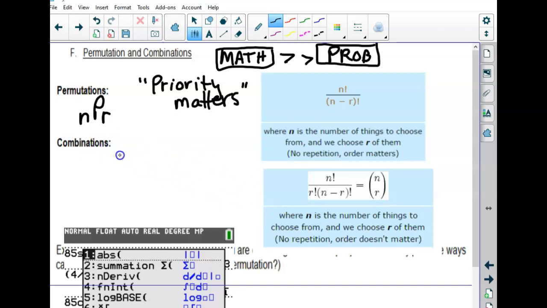A combination question has a fancier formula, and is this, C and r. This is where the order doesn't matter. I think of this as a committee question.